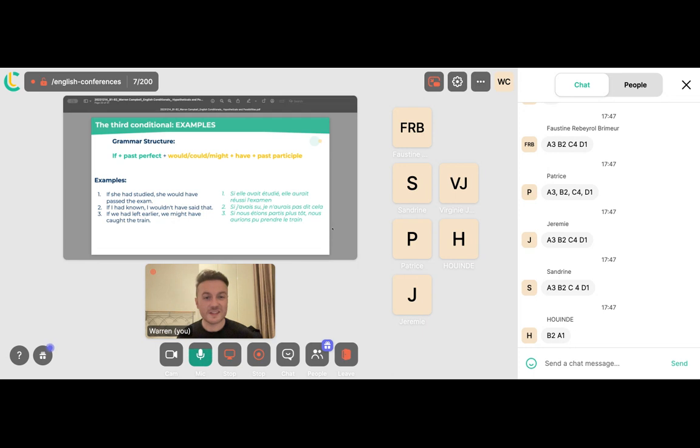Now, even though these situations sound somewhat realistic, they're not, because you cannot change the past. So these are impossible situations. As I mentioned on the previous slide, we typically use the third conditional to express regret if things were different.